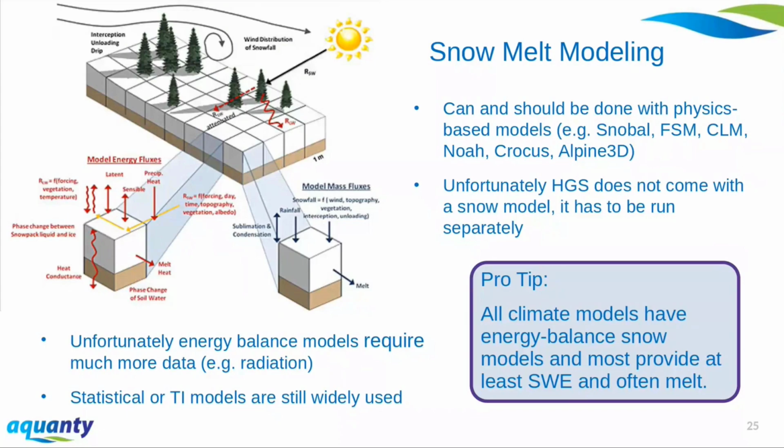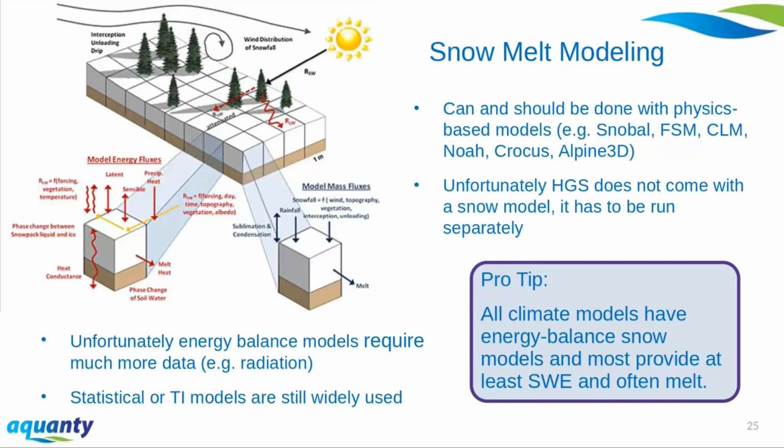If you do snow modeling, it's very important to take a physics-based energy balance approach. It's still very common in hydrology to use temperature index models, and I'll talk about that. And that's basically what we do not recommend. Use an energy balance model. And energy balance here really means that it considers solar radiation and different sources of energy, doesn't parameterize everything based on temperature. Right? There are many options.